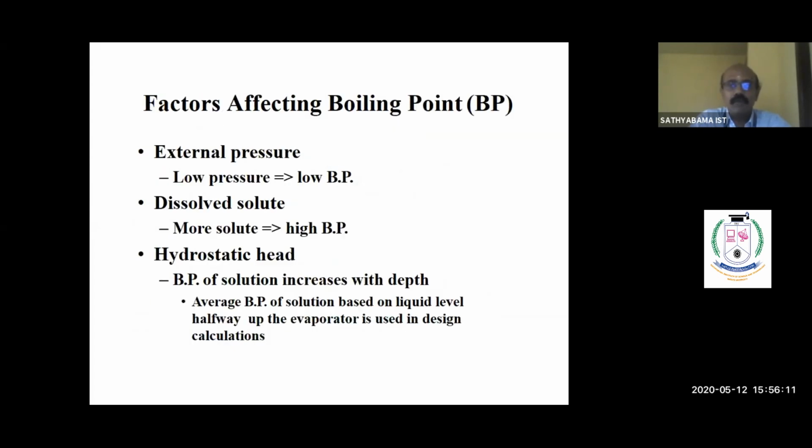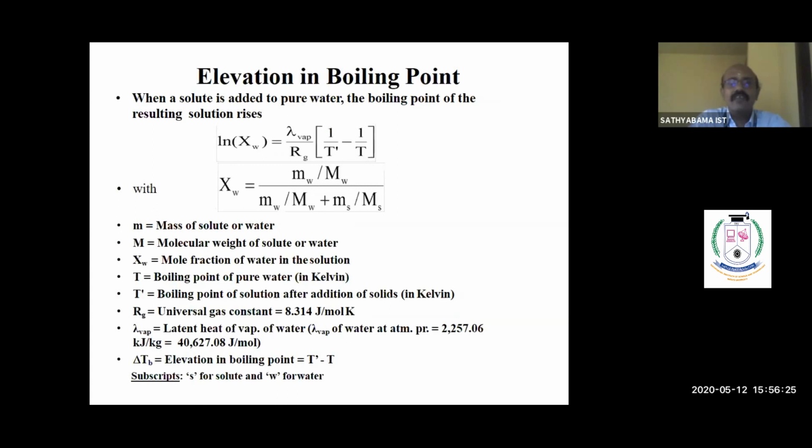The factors affecting boiling point are external pressure, dissolved solids, and hydrostatic head. Obviously, the boiling point of the solution can increase with an increase in the depth. So elevation in boiling point can be determined by using this formula, wherein ln xw is equal to lambda vaporization by Rg into 1 by T dash minus 1 by T, where xw is equal to mw by capital MW, divided by small mw by capital MW plus small ms by capital MS, where small m denotes either the mass of solute or water.